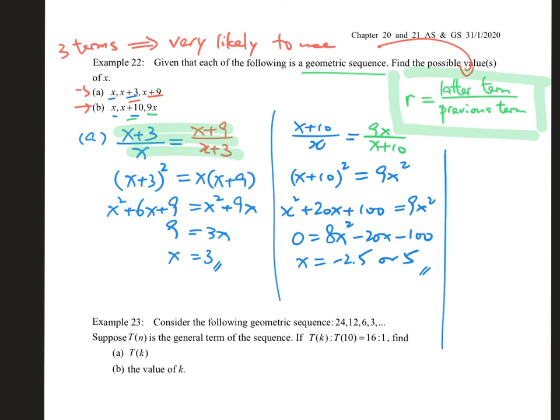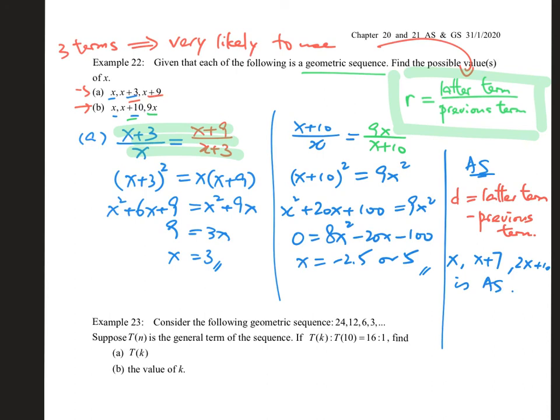And now we go to the case of AS. For AS, the formula will be quite different because you're talking about common difference. It's not about division, but about subtraction. Latter term minus the previous term. So for example, if you have x plus 7, and then 2x plus 10, for example, like this one is AS.